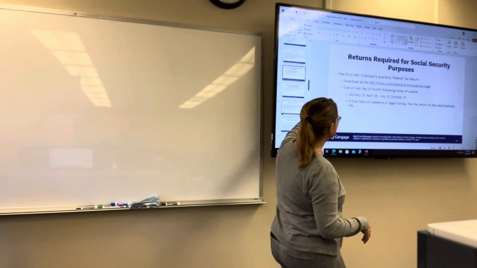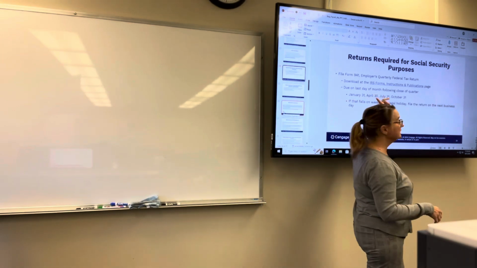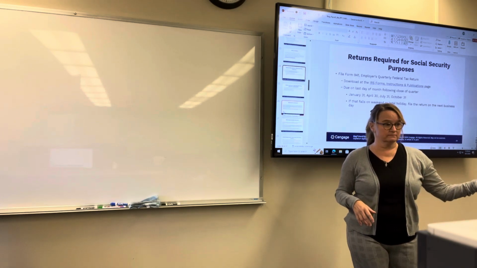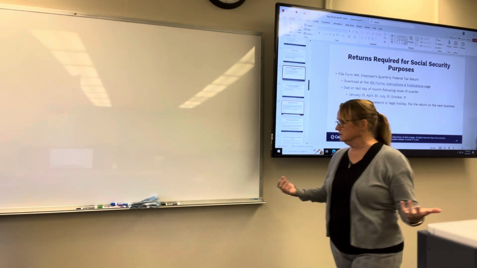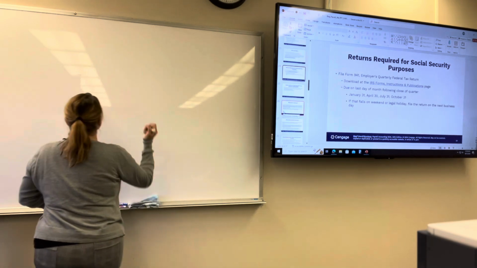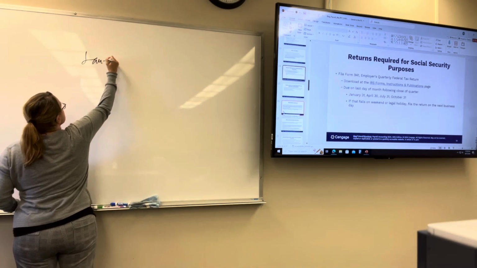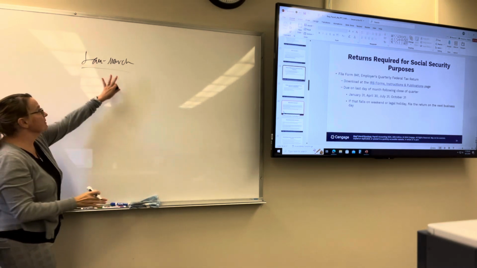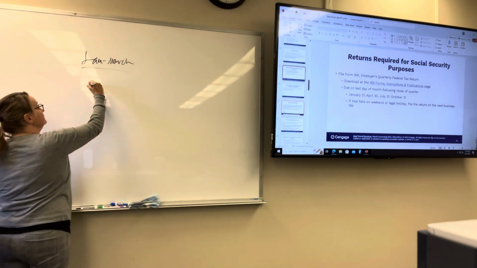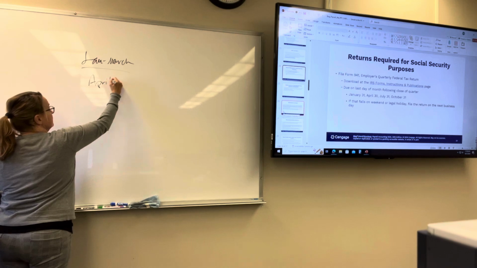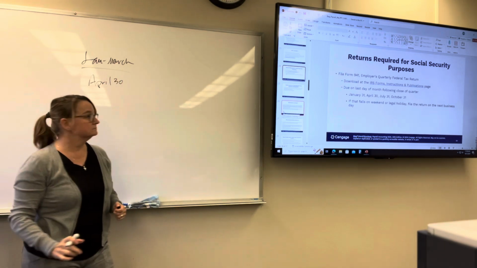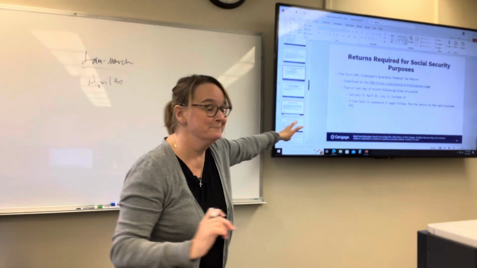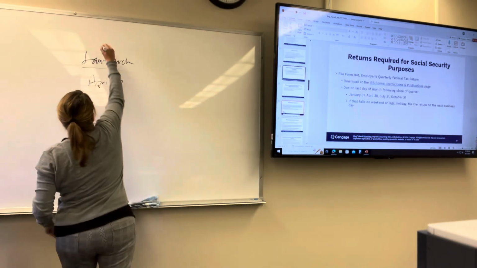So these forms are due the last day of the month following the quarter end. So first quarter, obviously, we've got January through March. So the last day of the month following the quarter end here is April 30th, right? Now they started out with January 31st. I'll get back to that, okay? So this is our first quarter.